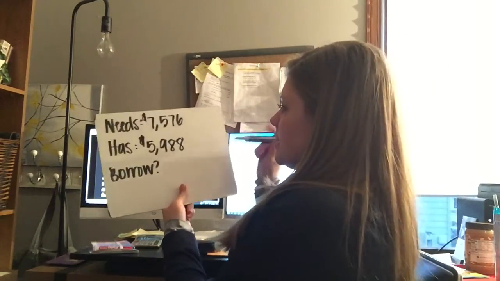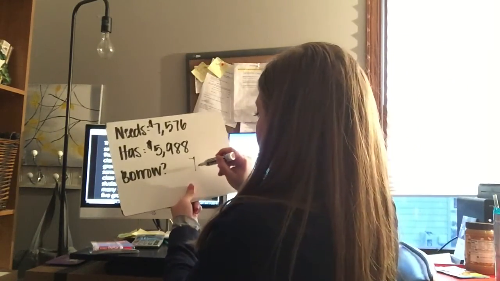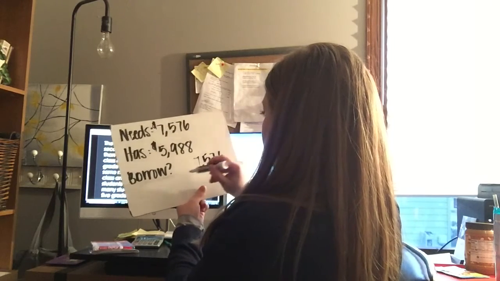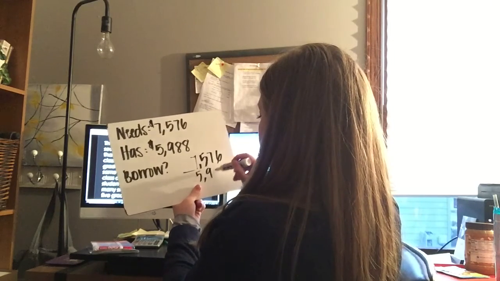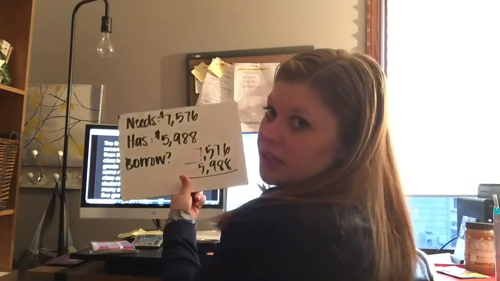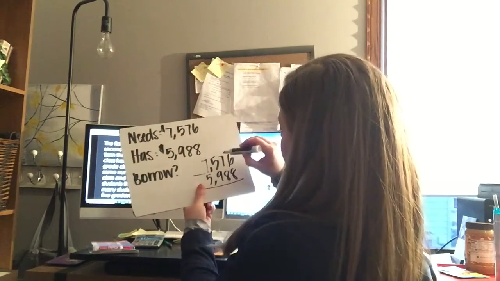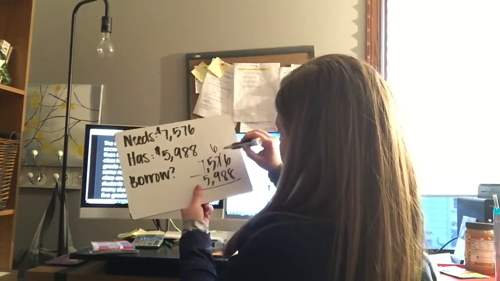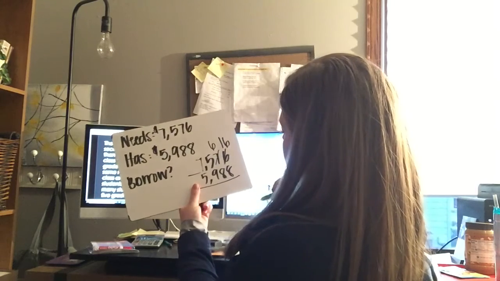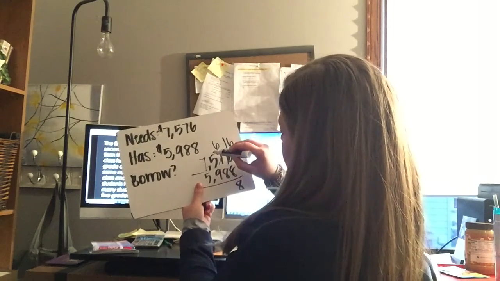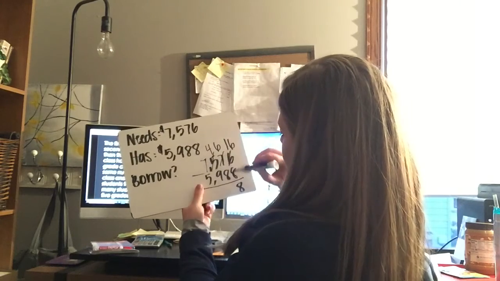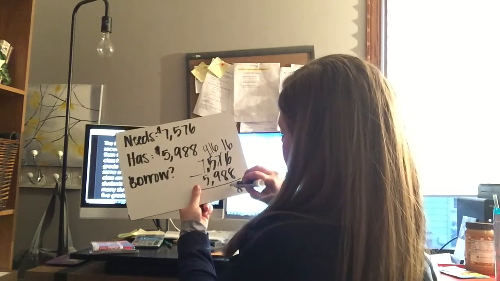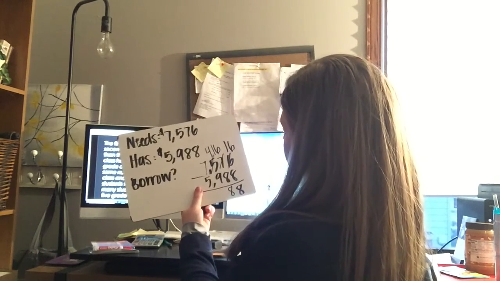So let's subtract. We're going to do 7,576 take away 5,988. 6 take away 8 we can't do, so we go next door. That turns to a 6. This to a 16. 16 take away 8 is 8. 6 take away 8 can't do, so we go next door. That turns to a 4. This turns to a 16. 16 take away 8 is 8.